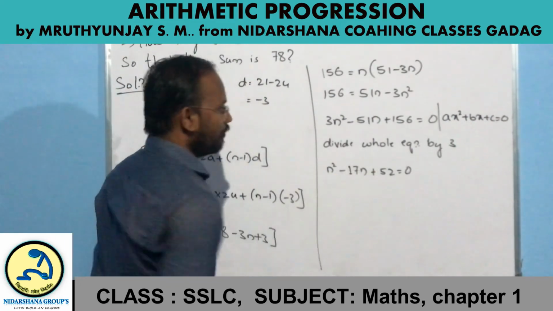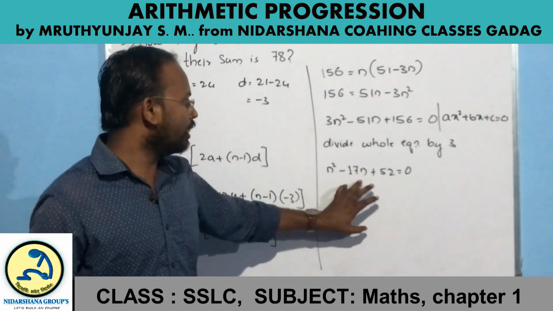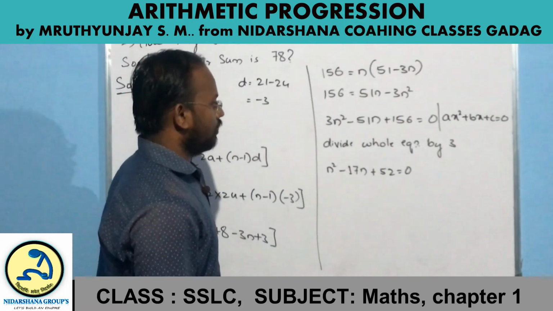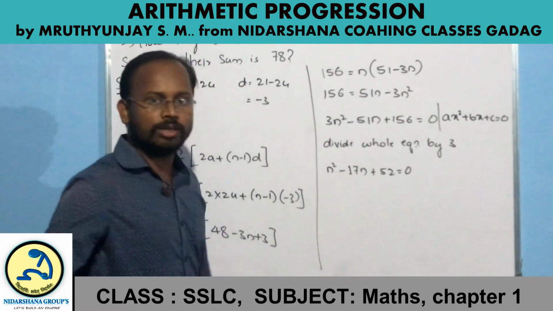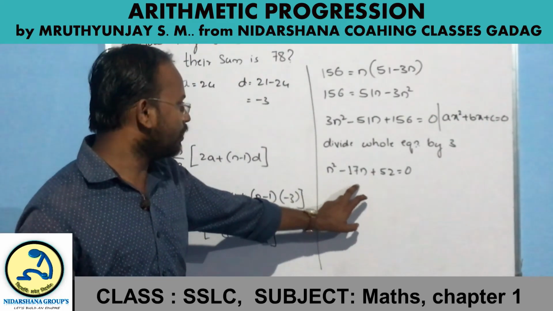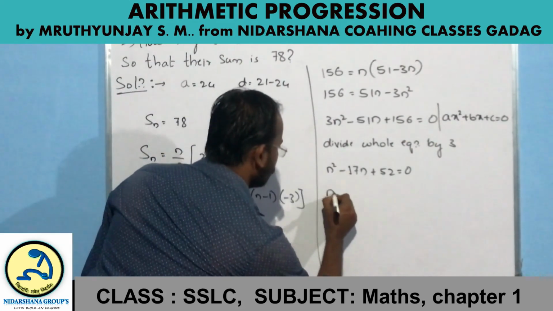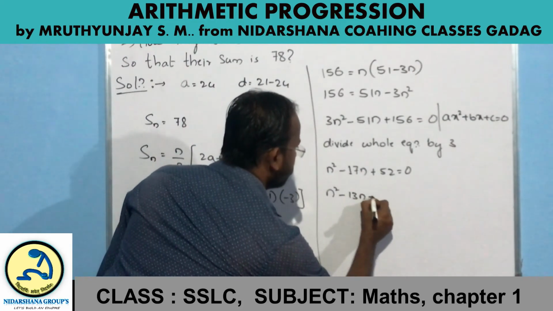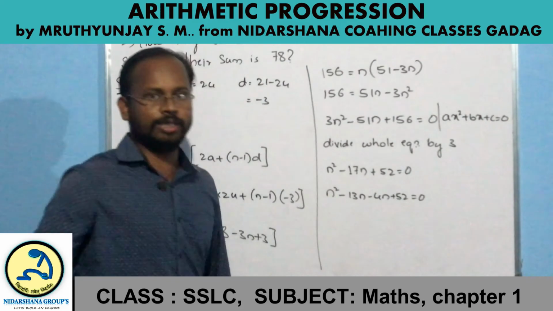We need to get two terms such that if you add, we need to get 17, and if you multiply, we need to get 52. That is, 13 4s are 52. So if you add 13 and 4, we will get 17. If you multiply 13 and 4, we will get 52. That is n square minus 13n minus 4n plus 52 is equal to 0.